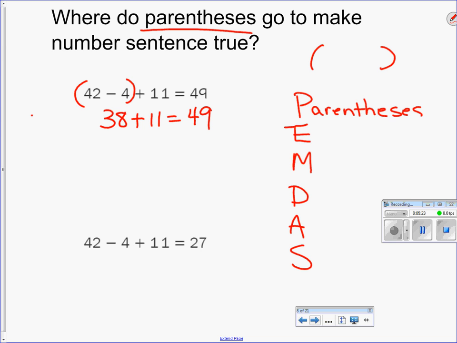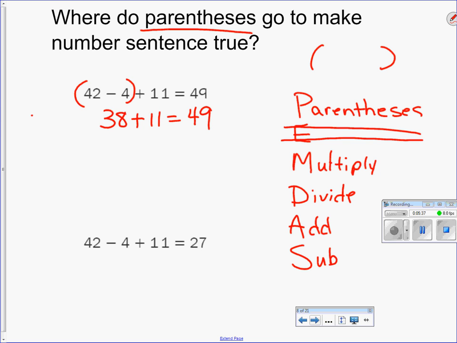And this one we don't use in third grade because it would be your exponents. Then we multiply, divide, add, and then subtract. Okay, so if there are no parentheses, this is the order I do it in. I would multiply, I would divide, I would add, and I would subtract.